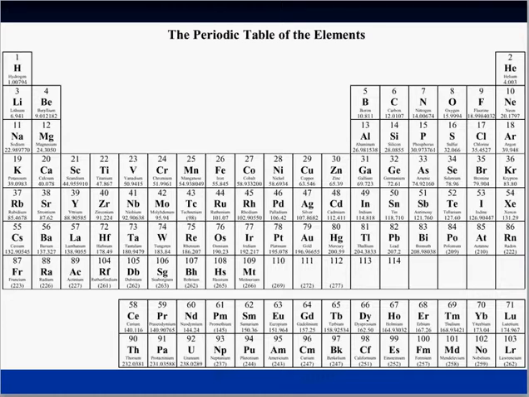Looking at the periodic table of elements, I can see lots of examples. On this particular table, I've got the atomic number, the element symbol or chemical symbol, the name, and the atomic mass.